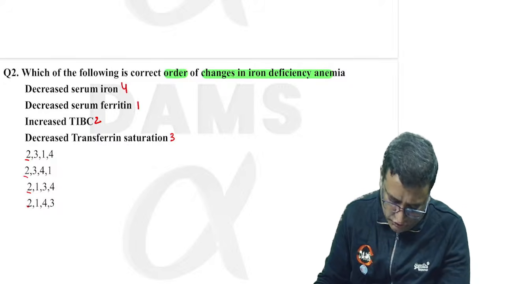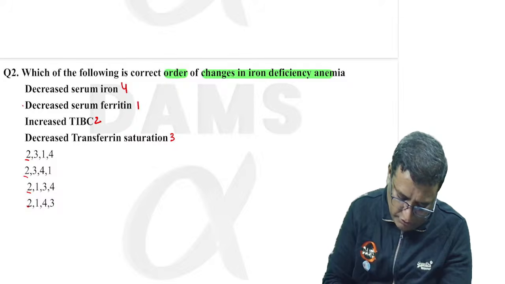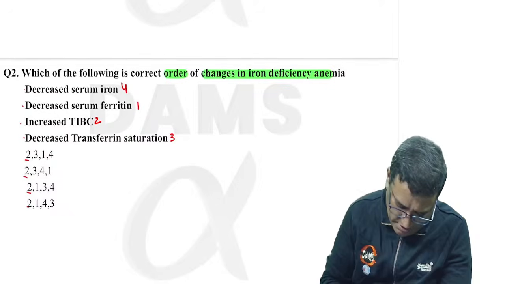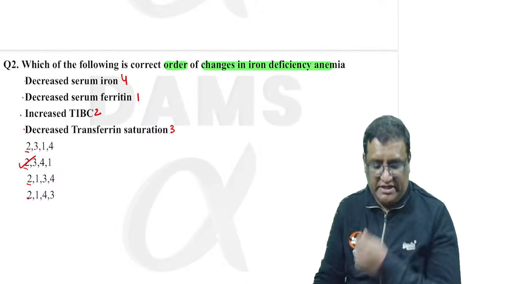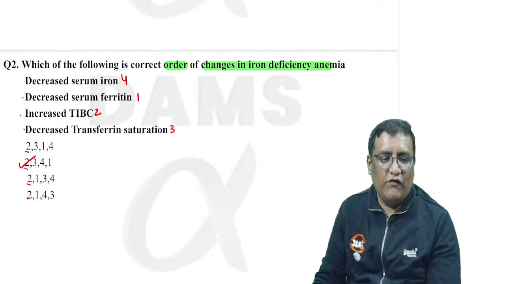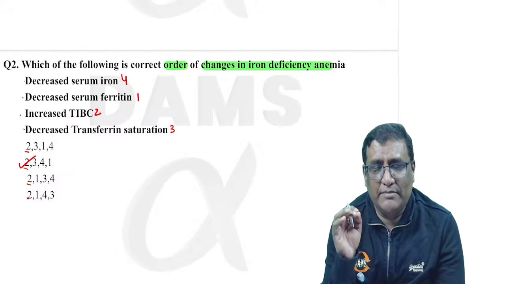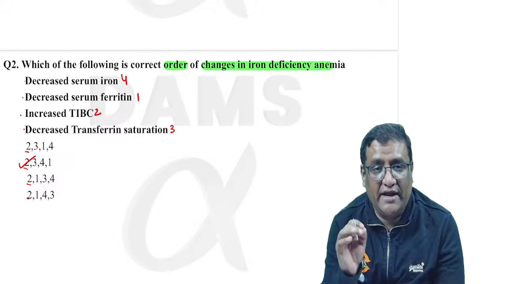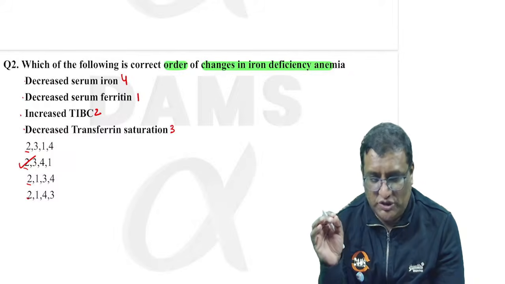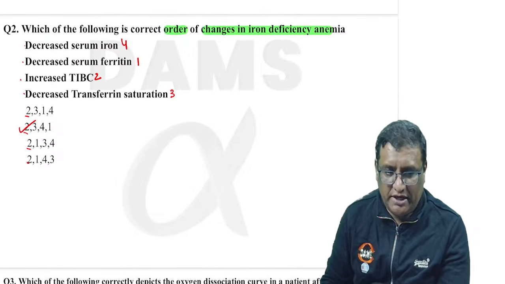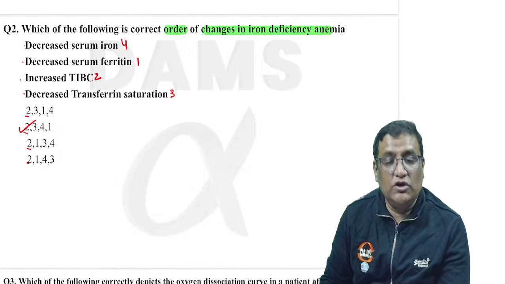So the answer is 2, 3, 4, 1, option B. That is the correct answer. So there are new patterns of question coming in exam: multiple true-false type questions, and another is the chronology question. They will ask you what is the correct chronology, like we discussed here.